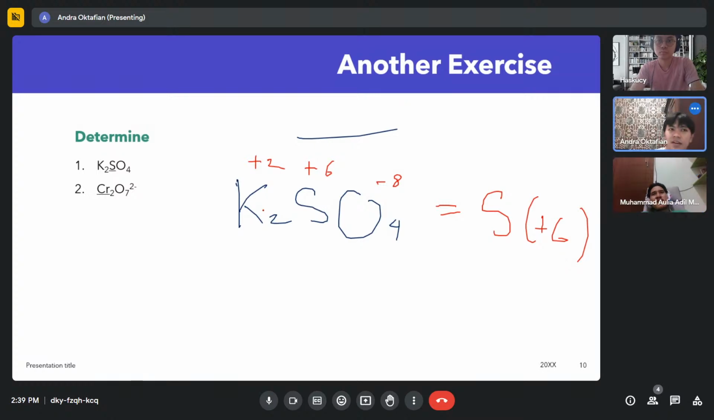Actually, I'm not sure. It depends on the compound first. But on the other hand, the oxygen is fixed at minus two. Oh yeah, that's true. When you multiply it by four, it would be minus eight. Yeah. And what about the number two?